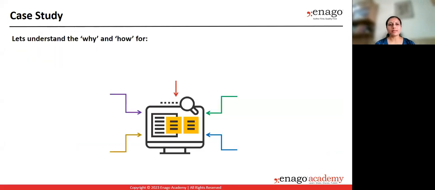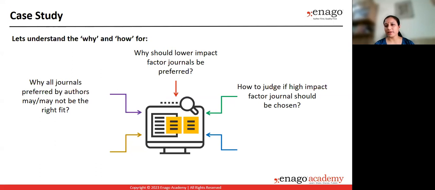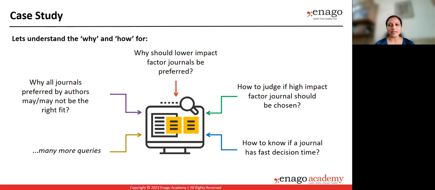Let us now understand the why and how of certain queries that the authors may still have in mind before they start searching for the target journals. Why all the journals that are preferred by the authors may or may not be the right fit for the paper. We shall also understand why lower impact factor journals should mostly be preferred, but at the same time, let us also judge if a high impact factor journal should be chosen for the paper. How to know if a journal has a fast decision time, and several more such queries in the author's mind.